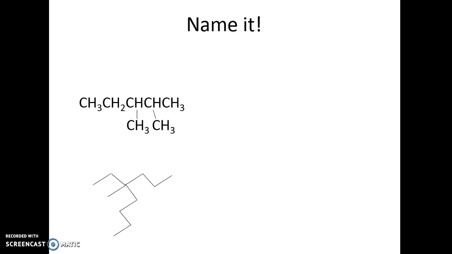Okay, now you've got an opportunity to try it. Take the rules and see if you can name these compounds systematically.